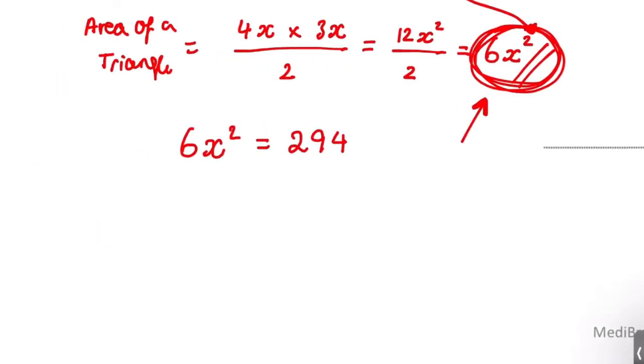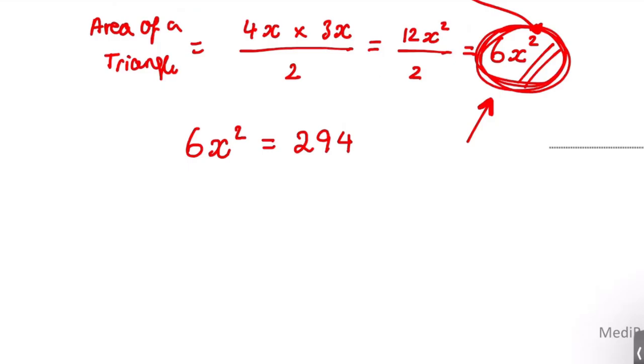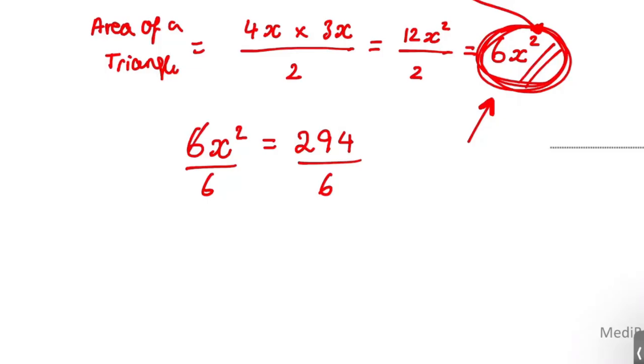When we're working out the value of x, we need to get x by itself. All the numbers we need to move to the other side. Okay, so at the moment, this x squared is being multiplied by 6. So to get rid of that multiplied by 6, we're going to divide by 6. And whatever we do to one side, we're going to do the same to the other side. So we're going to divide by 6 on this side, and we're going to divide by 6 on this side. And that's going to get rid of this multiplied by 6 on this side. So we're left with just x squared on this side. And on the other side, 294 divided by 6 is going to get you an answer of 49.